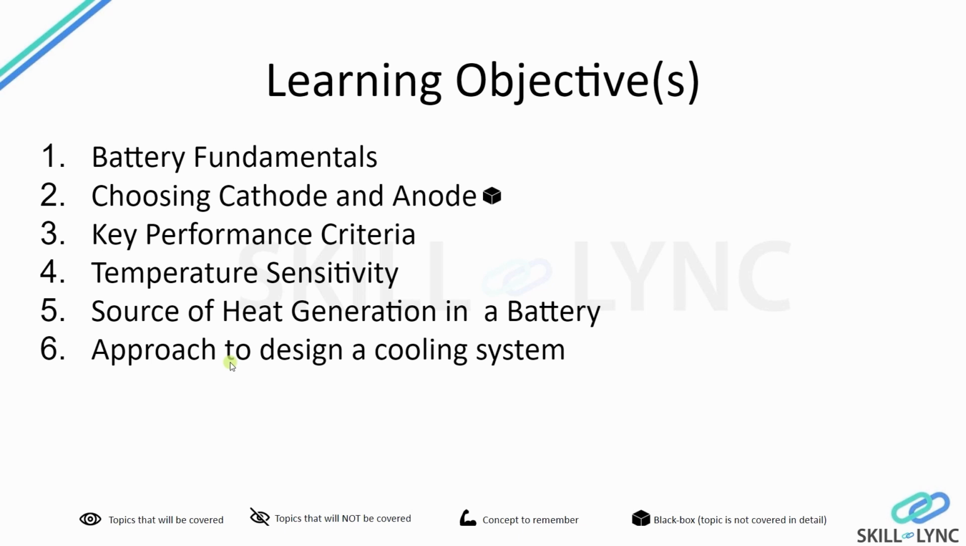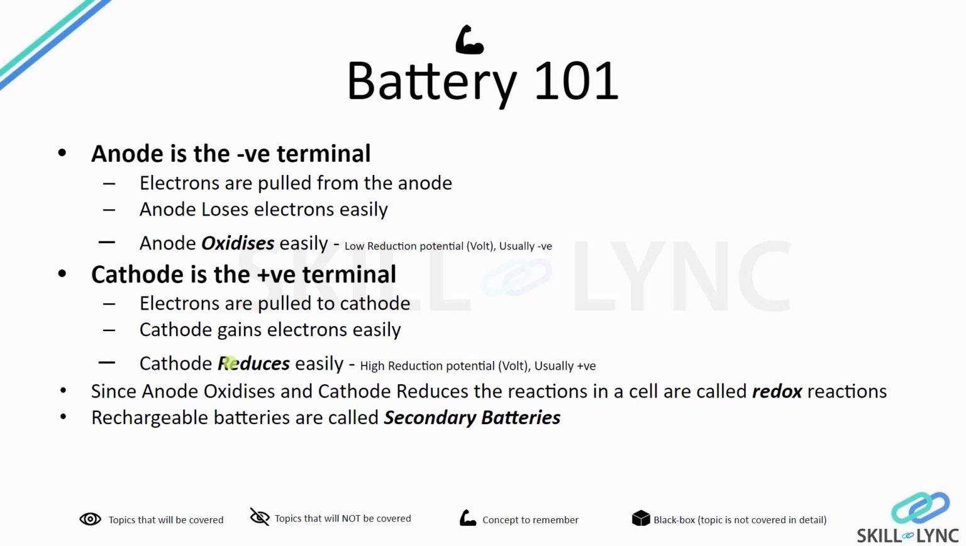The fifth objective is to help you understand the sources of heat generation in a single cell. The sixth and final objective is to help you understand how a cooling system to manage the thermal performance of a battery can be designed. All right, so battery 101. These are concepts that you definitely have to remember. So make sure that you are taking notes and trying to memorize the concepts because it's going to be very helpful for you.